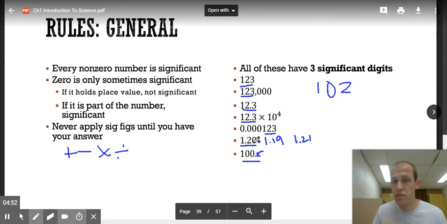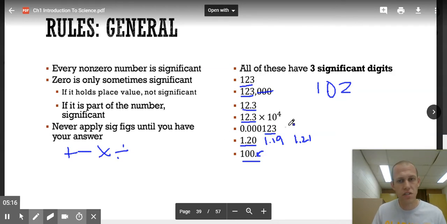So they include the 0 there because they measure to that precision. Here, though, there's no decimal point, so that makes these 3 zeros not significant. If there was a decimal point, then it would, and then it would have 6. Same thing here. These are only place values. They are only placeholders, so that makes them not significant.